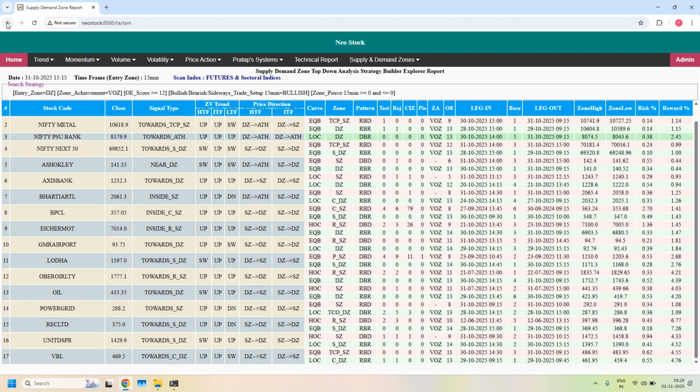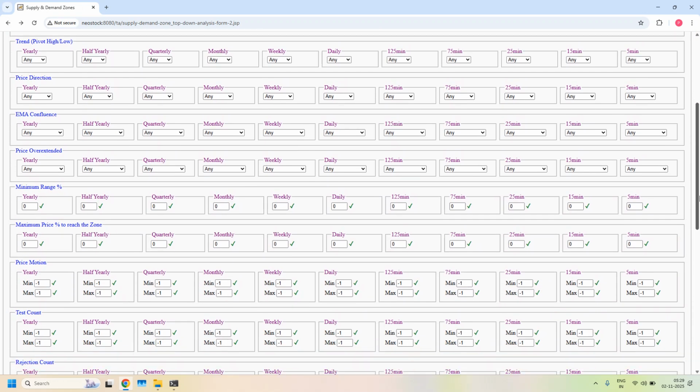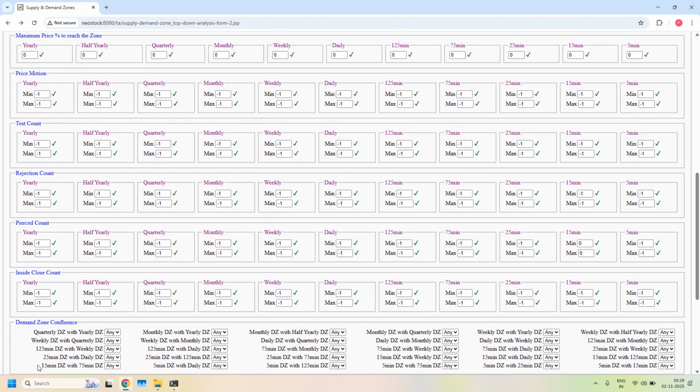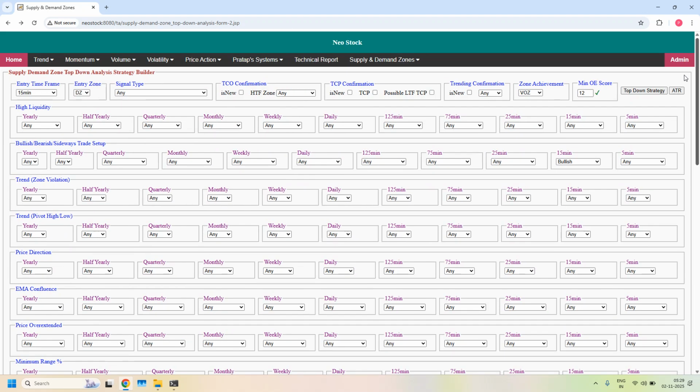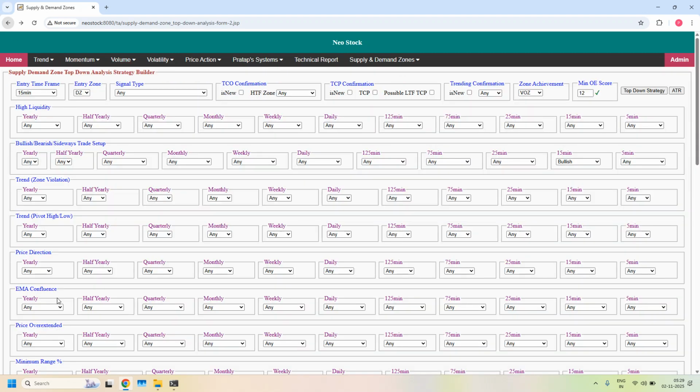Okay, let's apply those filters one by one. First strategy, LTF and ITF demand zone confluence, and then HTF EMA confluence. First LTF and ITF demand zone confluence I am enabling. That is 15 minutes and 75 minutes demand zone confluence. By applying the filter, we got 16 stocks out of 17. And in all the 16 stocks, 75 minutes trend is uptrend. So let's further filter based on EMA confluence at 75 minutes demand zone with daily EMA confluence. 75 minutes demand zone with daily EMA.